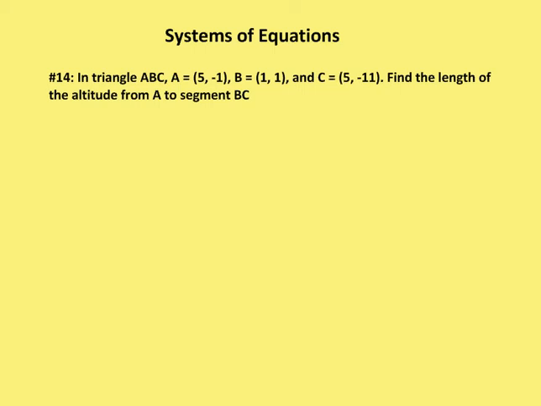In this edition, we're going to talk about systems of equations, and we're going to solve a couple problems involving systems of equations. The first problem, we have a triangle ABC, where A is at (5, -1), B is (1, 1), and C is (5, -11). And we're trying to find the length of the altitude from A to segment BC. So this is a multi-step problem.